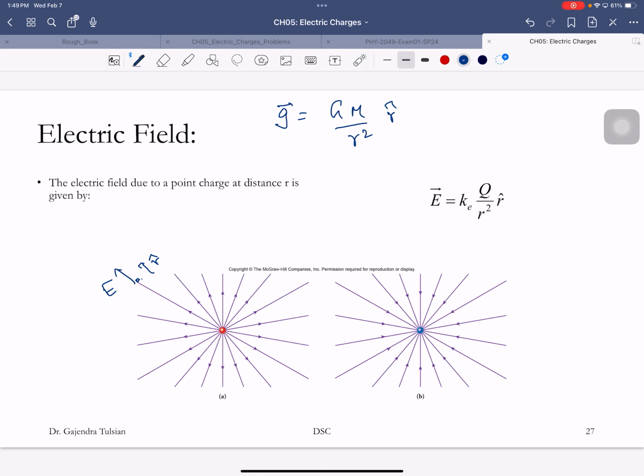So the electric field is pointing radially outwards. Now, if the charge happens to be negative, this will be negative, and the field will be pointing in the opposite direction. r hat is a unit vector pointing in that direction. All right, so the strength of the electric field, just the magnitude, is given by kQ over r squared. That's an important formula to remember.